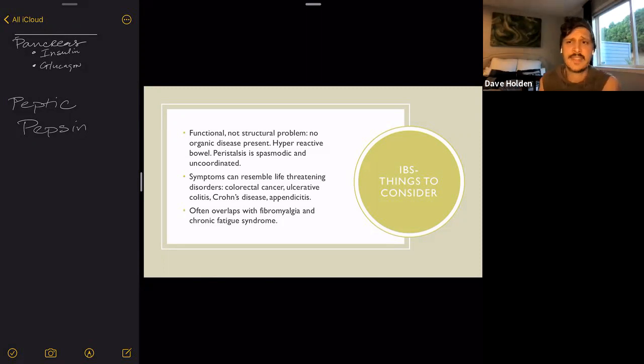One thing though with IBS is that it does tend to overlap with chronic fatigue syndrome and with fibromyalgia. So we're not sure why some of these diseases tend to be comorbid with each other. We have some ideas, maybe they're autoimmune, maybe it has to do with a gut flora imbalance that's leading to a cascade reaction through the body. But until we get better studies, we're still just not really sure. We just notice that these diseases tend to be comorbid with each other.